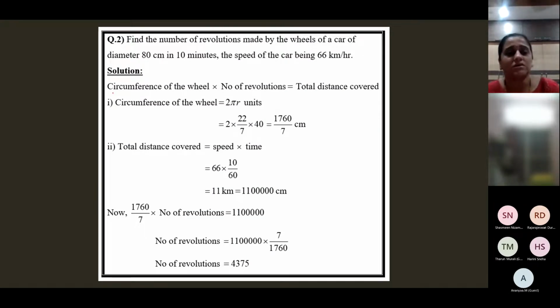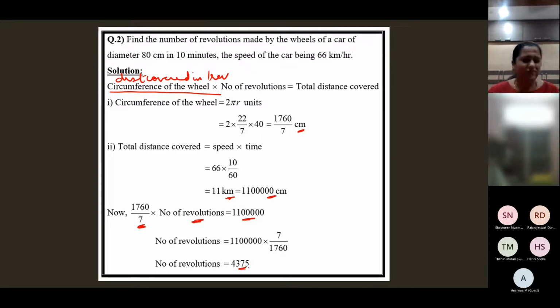First I've written the formula: circumference of the wheel, which is the distance covered in one revolution, into number of revolutions is equal to the total distance covered. I first found 2 pi r in centimeter. Total distance, you get 11 kilometers, which is nothing but so many centimeters. Then substitute in the formula. Circumference of the wheel into number of revolutions is equal to the total distance covered. Yeah, 4375. It's a very, very simple question.